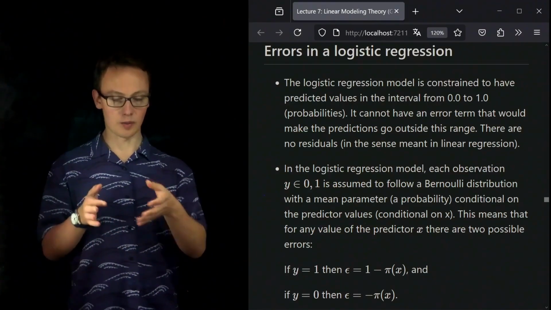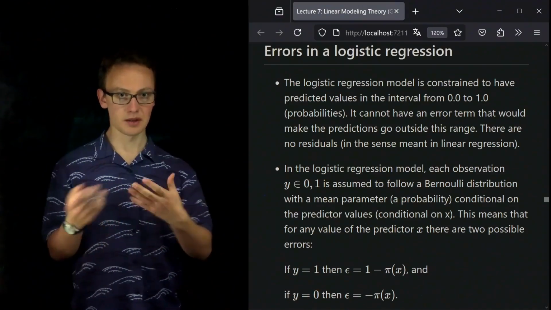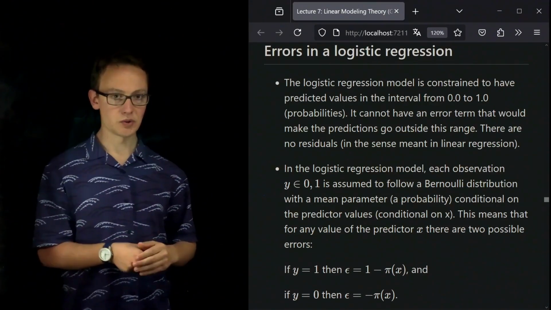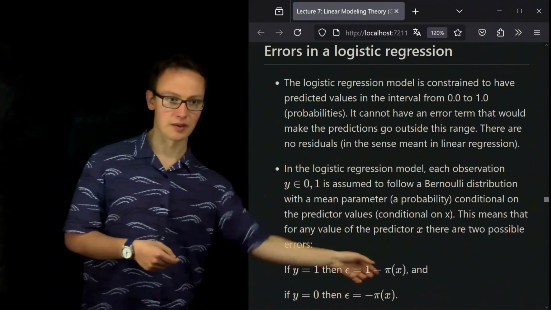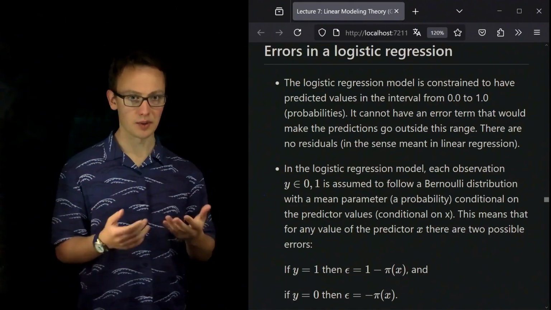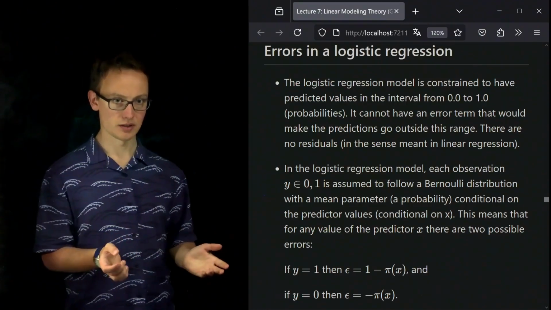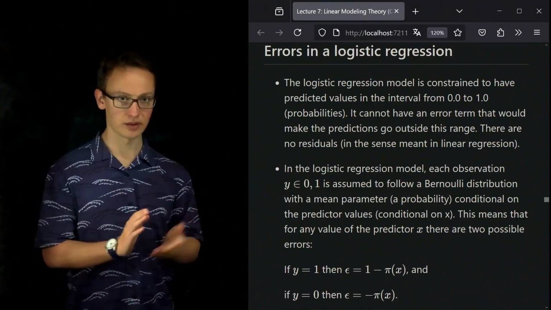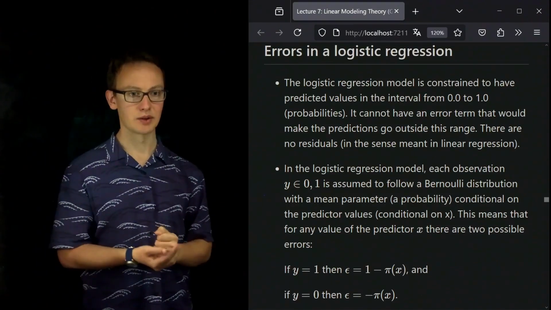And if my observation instead was 0, so if y is 0, that means the beetle survived, then the error is equal to 0 minus the predicted probability, or you could write this as just minus the predicted probability. So this is how we can compute and speak of errors in logistic regression, but in general, as you see, this is a bit different from the kinds of residual errors we've seen before in linear regression.